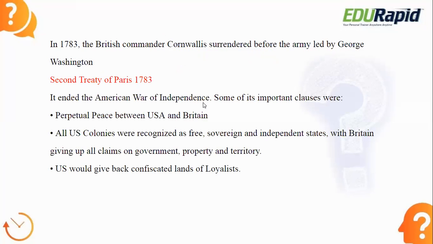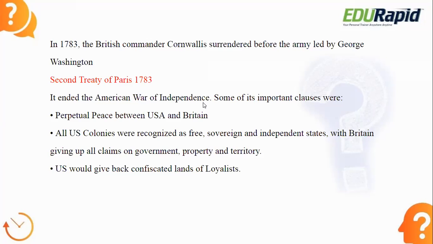See, even though the American people declared their independence in 1776 itself, it took some 3-4 years to get the complete independence from the Britishers. So with this Second Treaty of Paris, they got the complete independence, and it ended the Americans' war of independence. Okay, so I hope this is clear to you. So Second Treaty of Paris, 1783.